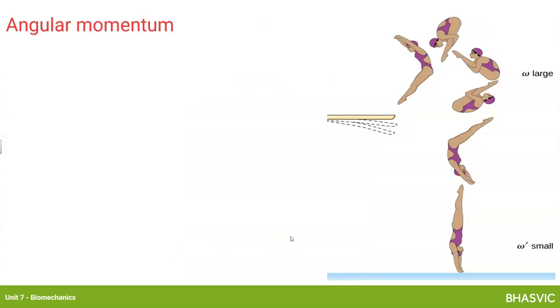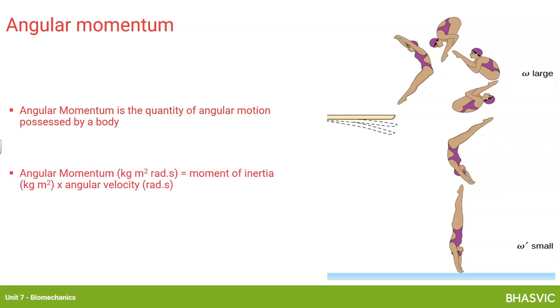So, some angular terminology. Now we know that linear momentum was how much linear motion an object has. It makes sense that angular momentum, therefore, is the quantity of angular motion possessed by a body. So how much motion does an object have whilst it's rotating? Now, the measurement for this is related to mass and velocity. So we've got kilograms per meters per second per rads per second.